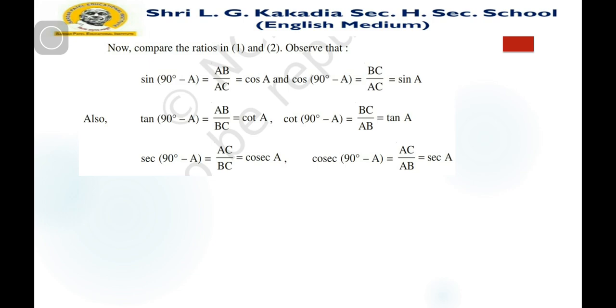We observe that sin 90 minus A is equal to AB over AC, which is equal to cos A, and cos 90 minus A is equal to BC over AC, which is equal to sin A. And also for the other trigonometric ratios, tan 90 minus A is equal to cot A, cot 90 minus A is equal to tan A, sec 90 minus A is equal to cosec A, and cosec 90 minus A is equal to sec A.